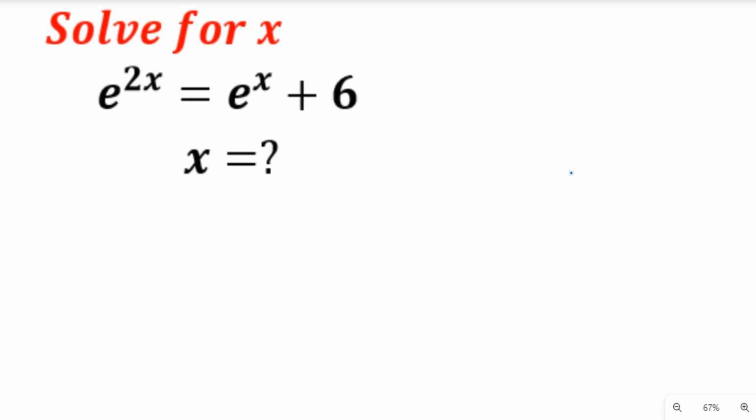In our tutorial today, we are going to solve this exponential equation that is in the base e. It says e to the power of 2x is equal to e to the power of x plus 6. We're asked to find the value of x.